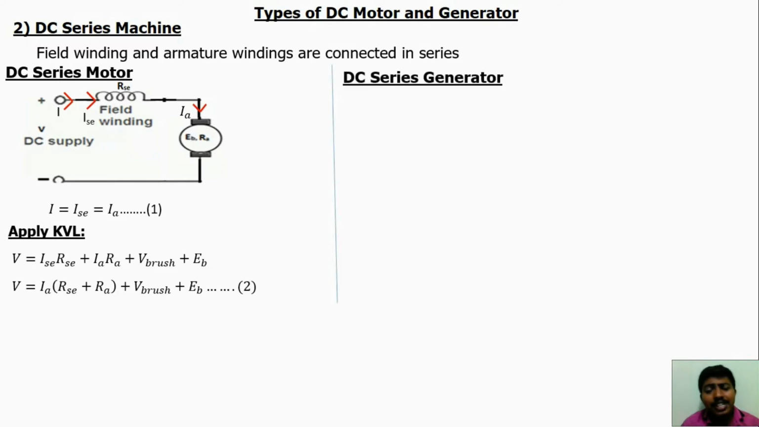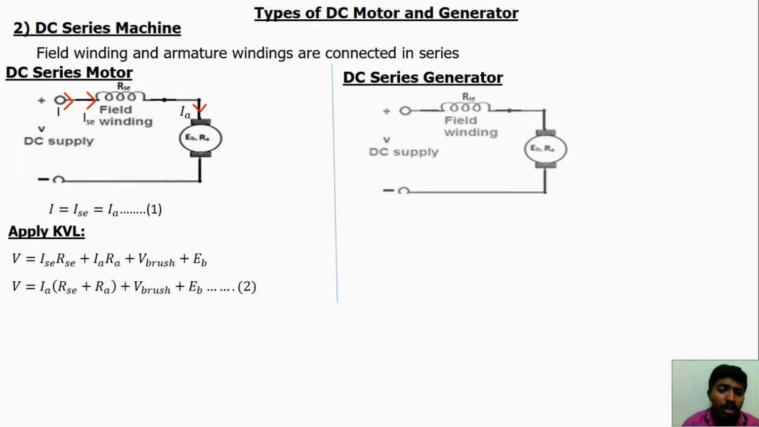Now we will discuss the DC series generator. The equivalent diagram is the same as that of the DC series motor. The only difference is the current direction. Because in the DC series generator, the voltage is developed at the armature and the current flows from the armature to the load. So here this current is IA, the armature current. The current flowing through the field winding, the series winding, is represented as ISC. The current flowing through the load is represented as IL. All the currents are the same because of series. So IA is equal to ISC is equal to IL.